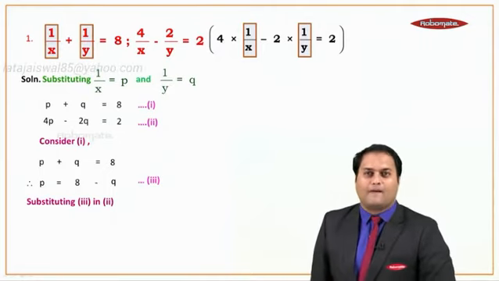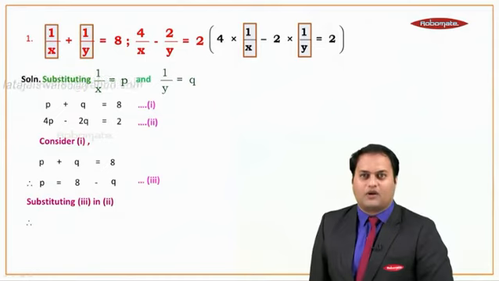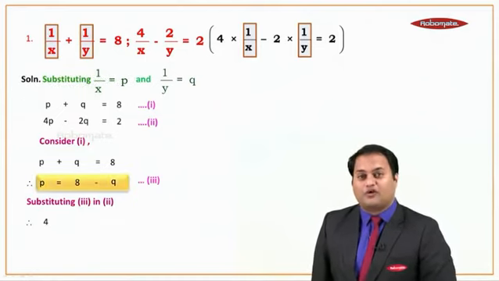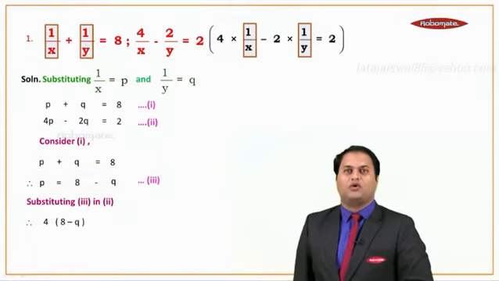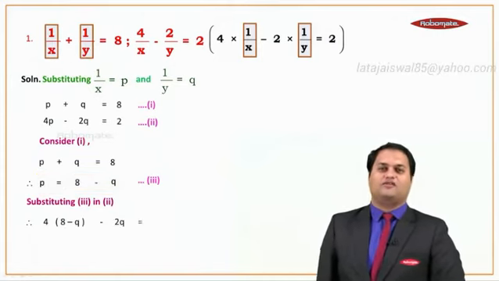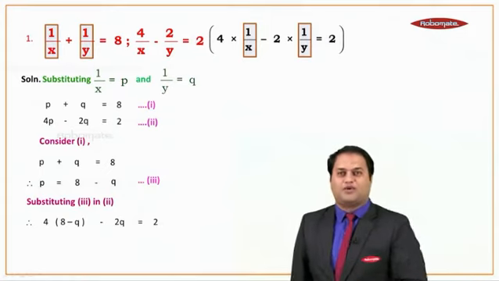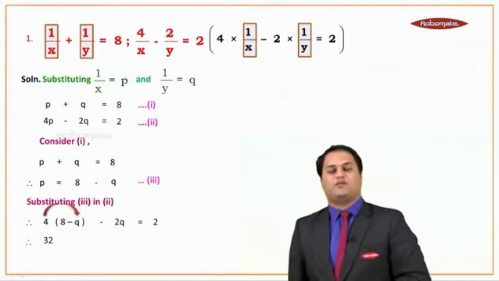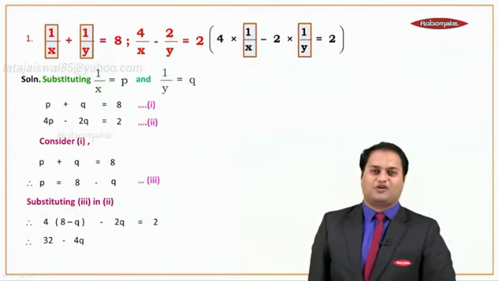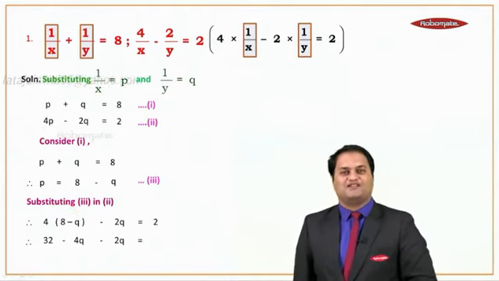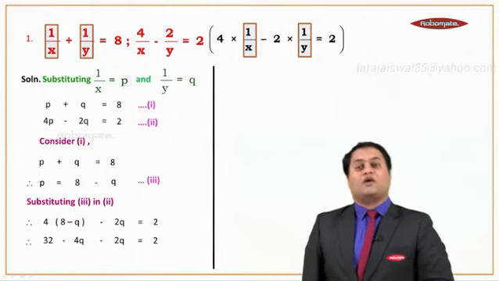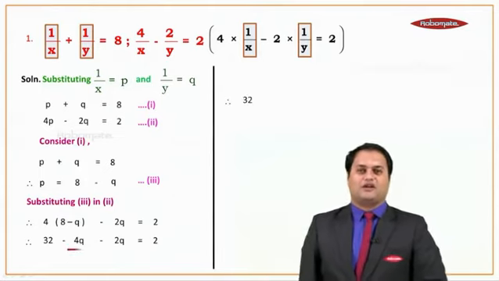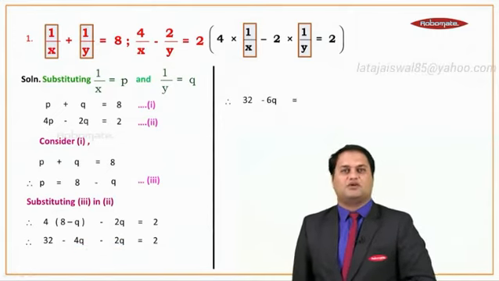So what do we get? 4 bracket p, in the place of p what do we write? 4 times (8 minus q) minus 2q is equal to 2. Now let's open the brackets. 4 will get multiplied to 8, we will get 32. 4 will get multiplied to minus q, we will get minus 4q, minus 2q is equal to 2. Now what is minus 4q minus 2q? Minus 6q. So what do we get? 32 minus 6q is equal to 2.